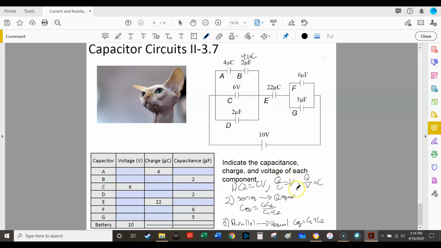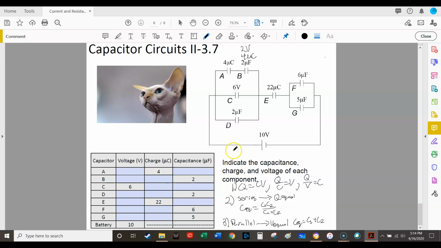And now that we have 4 microcoulombs and 2 microfarads, well, now we know the voltage. That is going to be 2 volts. Okay? So now I'm going to move on. I can't see anything else that I could do in this other stuff. I'm going to move on to rule 3.